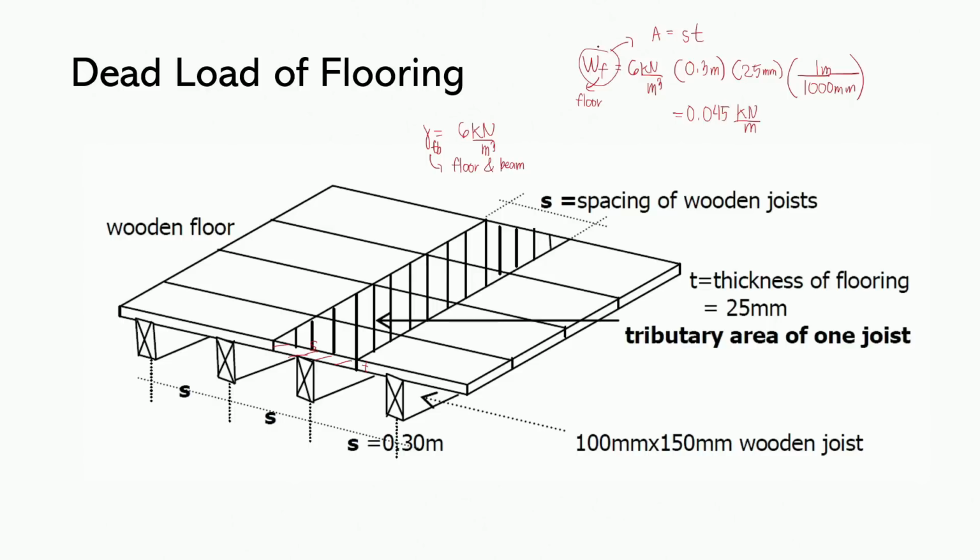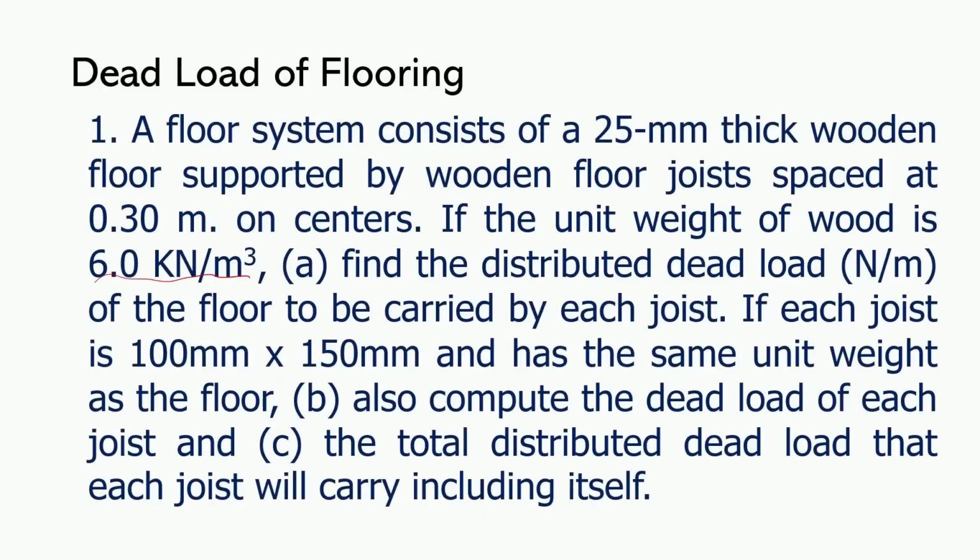Now, this is still for the floor. We still have to compute the weight of the beam. So, WB is equal to 6 kN per m cubed because, again, it's still gamma times area. And then we'll multiply this by the cross-sectional area of the joist, so that's 100 mm by 150 mm. So this will be 100 mm times 150 mm, multiplied by 1 meter over 1000 mm, and then we will square this one. So this will be 0.09 kN per m. And so now we already have the answer for letter A, which is this value.